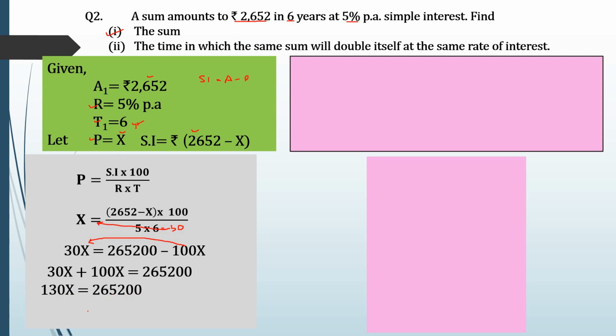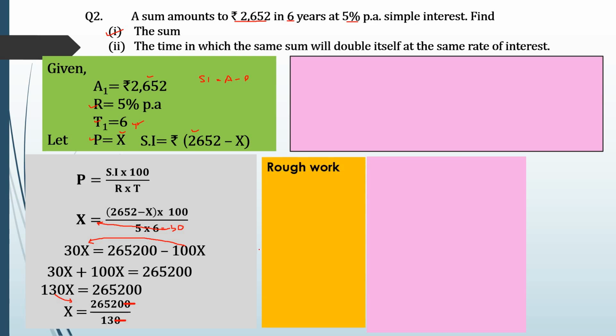Now we need to find X, the sum. So we'll keep X over here. This 130 will come to the denominator. So we have X equals 265200 divided by 130. So this 0 and this last 0 can be cancelled over here.